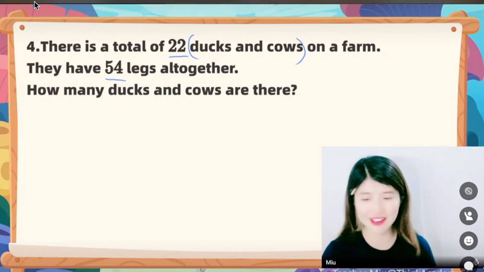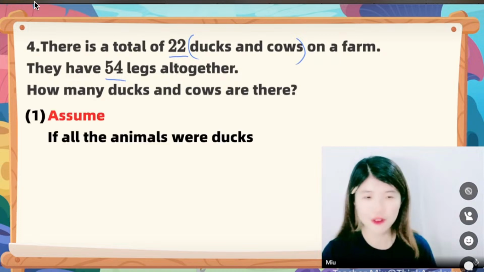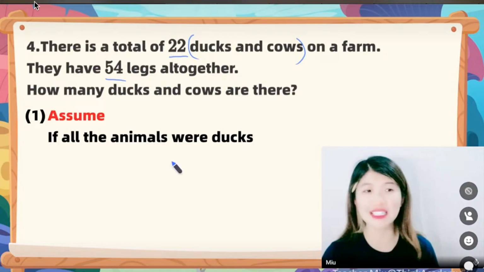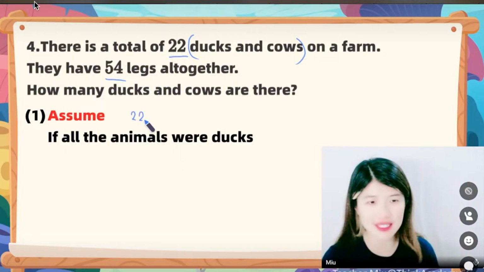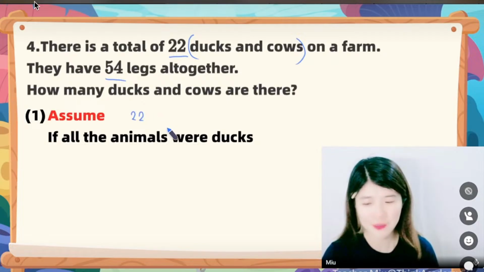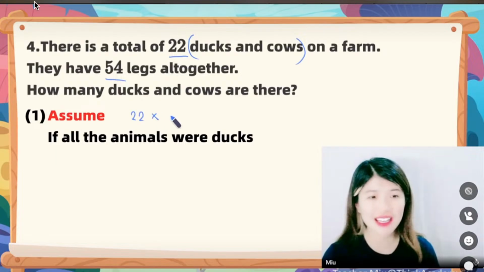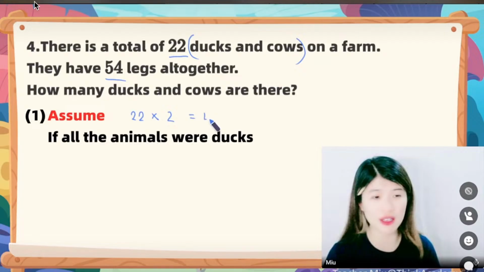Currently I don't have any correct answers. First things first, let's just assume everybody is a duck. So if we have 22 ducks, how many legs would that be? Oh, well done, Aaron. Yes, each of those has 2 legs, right? So 22 ducks with 2 legs each is supposed to be 44 legs, right?